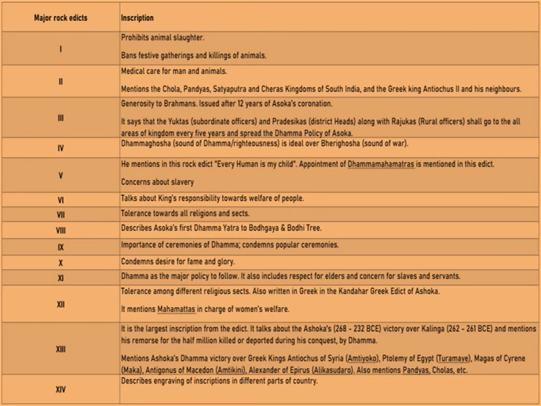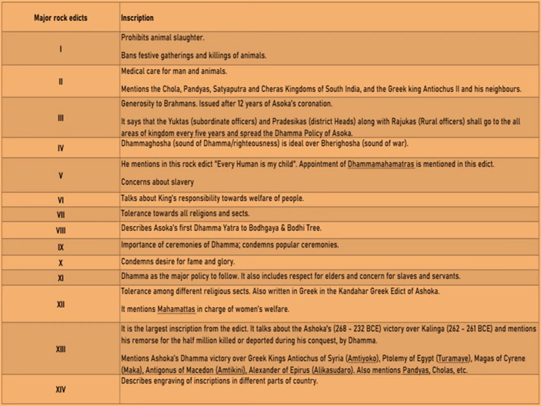Number 12 reflects tolerance among different religious sects, also written in Greek, as in the Kandahar Greek edict of Ashok. So this edict has been written in Greek also. It mentions Mahamatyas in charge of women's welfare. So Ashok thought about women's welfare also.